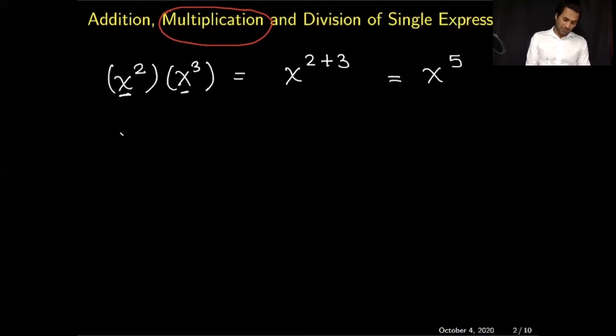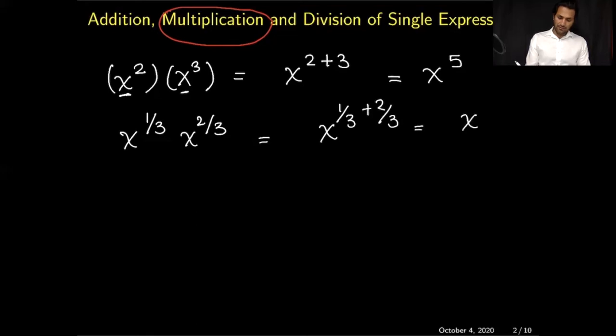Let's consider one more example. Suppose I need to multiply x to the power 1/3 with x to the power 2/3. In this case, I have the same base, so I can add the powers. It's going to be 1/3 plus 2/3, and this 1/3 plus 2/3 is 3/3, which is 1. Therefore, it is just x to the power 1, which can also be written as just x.